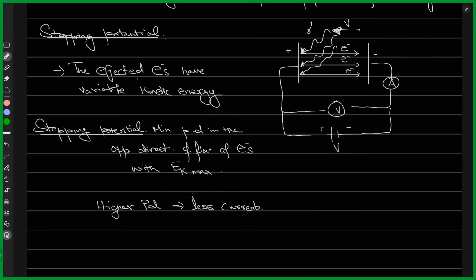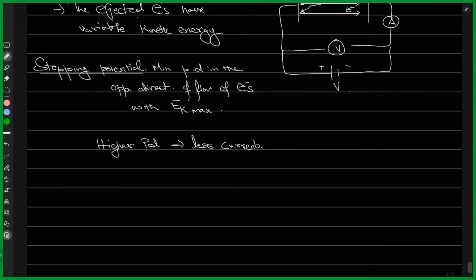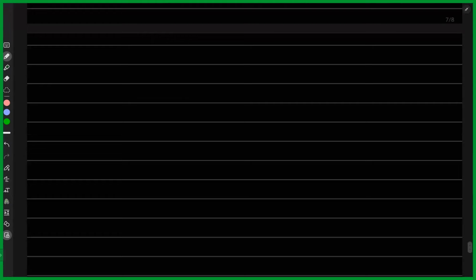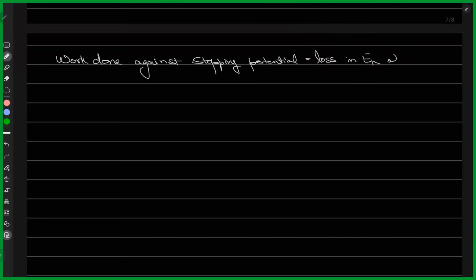Okay, now let's see, we're still talking about the same thing, but what would be the work done against the stopping potential? The potential is trying to stop the motion of the electrons, and I'm doing some work against that stopping potential. So what would that do? That would just result in the loss of kinetic energy of the electrons. The stopping potential is really trying to decrease the speed of these electrons, or the kinetic energy of the electrons. So this should be equal to the loss in kinetic energy of electrons.